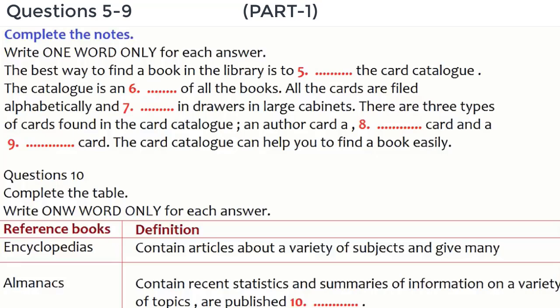An atlas is a book of maps. It may contain many different kinds of maps. The maps in an atlas are often arranged alphabetically by country or continent. Almanacs are also a type of reference book. An almanac is a book that contains recent statistics and summaries of information on a wide variety of topics. It is published annually. Information is listed alphabetically by subject. Indexes are alphabetical lists of names, titles, and subjects that tell where information about each can be found in other publications.